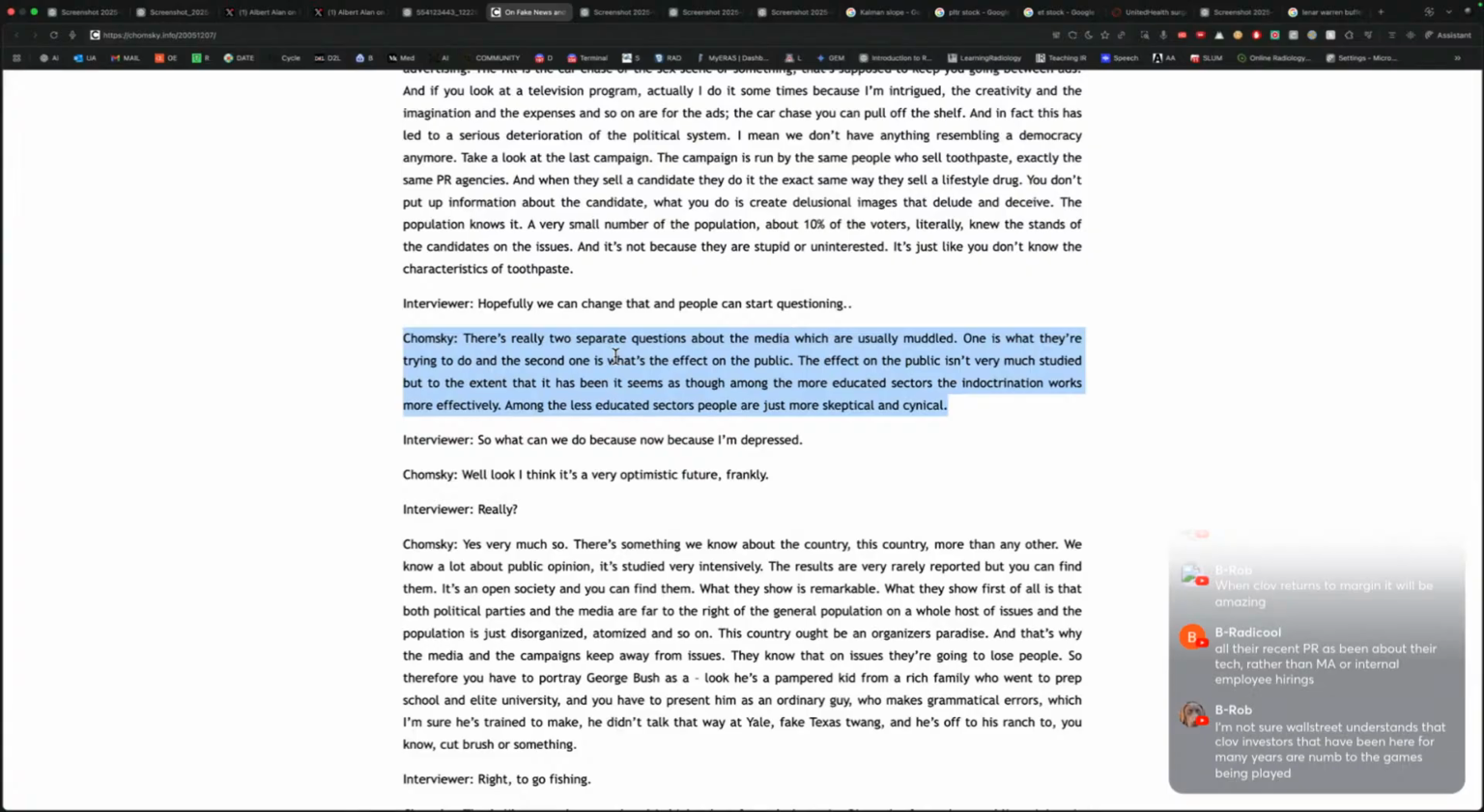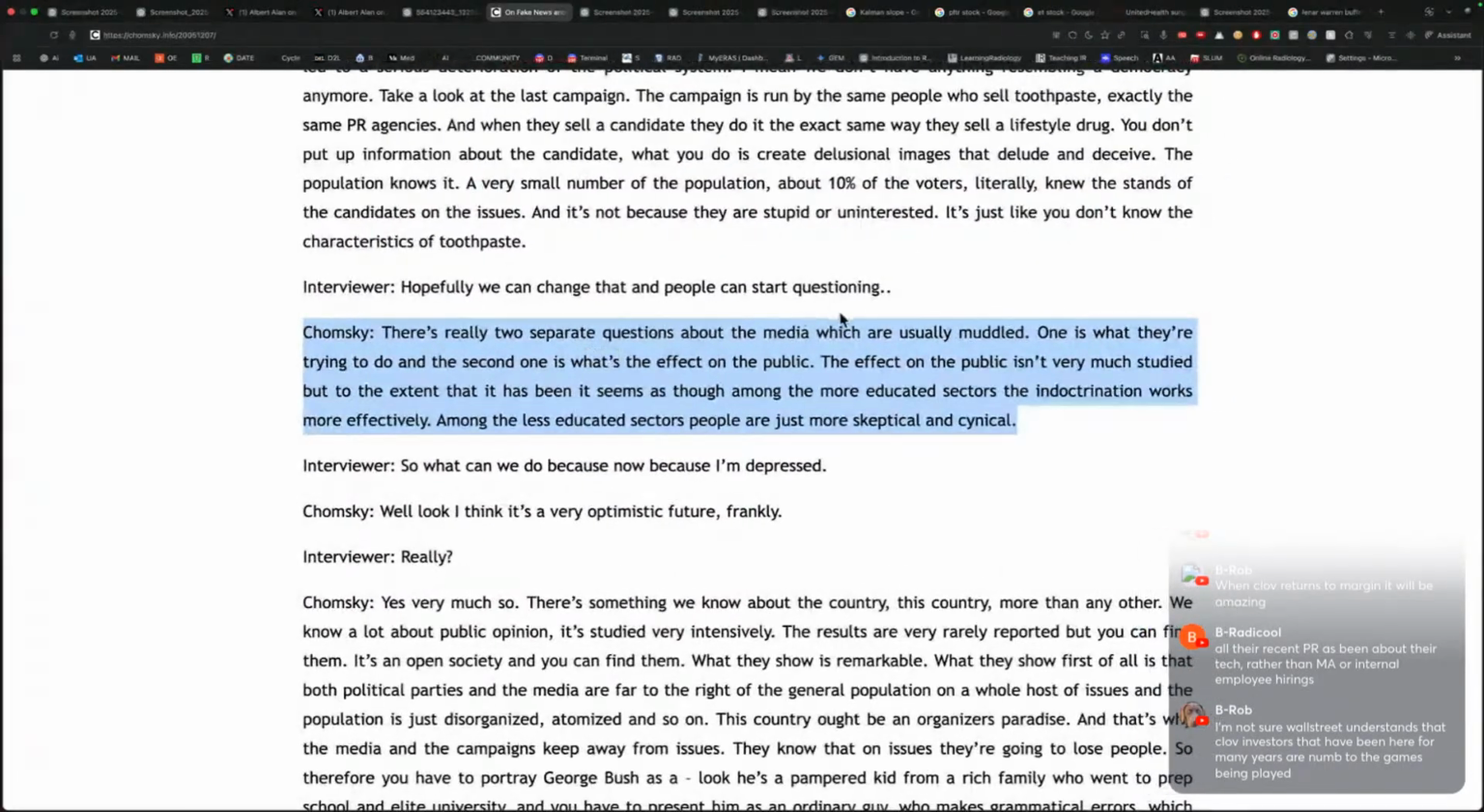There's really two separate questions about the media, which are usually muddled. One is what they're trying to do, and the second is what's the effect on the public. The effect on the public isn't very much studied, but to the extent that it has been, it seems as though among the more educated sectors, the indoctrination works more effectively. Among the less educated sectors, people are just more skeptical and cynical.